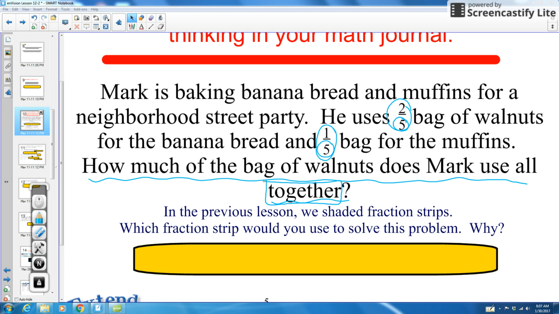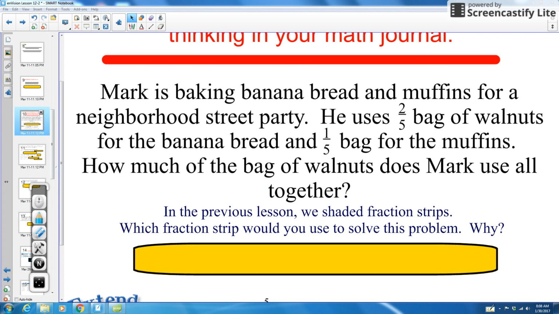Okay, so because I'm putting two things together, we know we're going to add. So I'm going to take my 1/5, I'm going to add my 2/5. I'm going to say 1 plus 2 is 3. And I told you my denominators stay the same. So he used 3/5 of that bag of walnuts to make those two recipes. And I want you to be thinking about this. What part of the fraction am I actually adding? And if you guessed correctly, I am adding just the numerators. So I only look at what the numerators are. I add those across to get my 3, and then my denominator just stays the same.